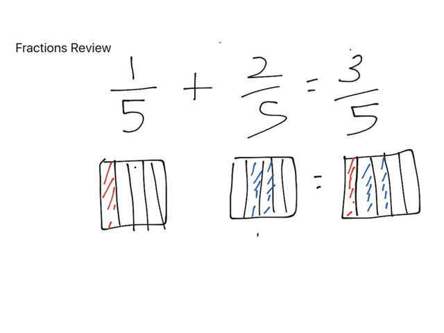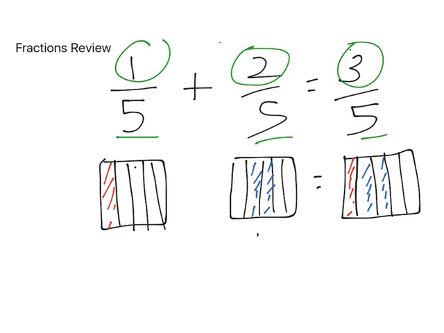Some students memorize. They go, oh, when I add or subtract fractions, if the denominator is the same, we just add the numerator. You can do that, but you really should understand why. If you understand why, you won't have to memorize it. It's just 1 part plus 2 parts. Gets us 3 parts out of 5. That's it.